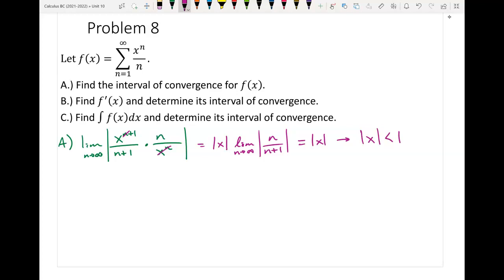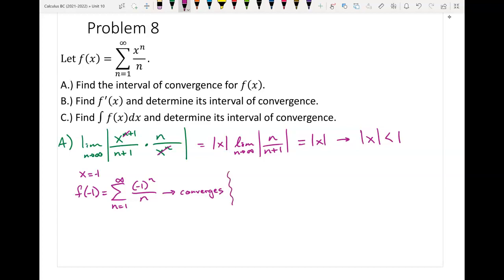All right. So we have our interval of -1 to 1, but we need to go ahead and check those endpoints. Let's start with x equals -1. So f of -1 would be the series n equals 1 to infinity of -1 to the n over n. Well, that is our alternating harmonic series, so that converges. We've seen that before. We can use our alternating series test to show that, but that is definitely a convergent series.